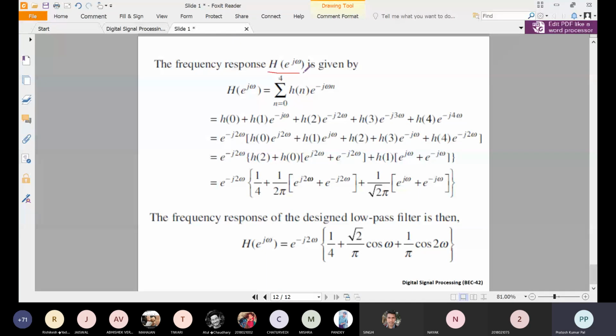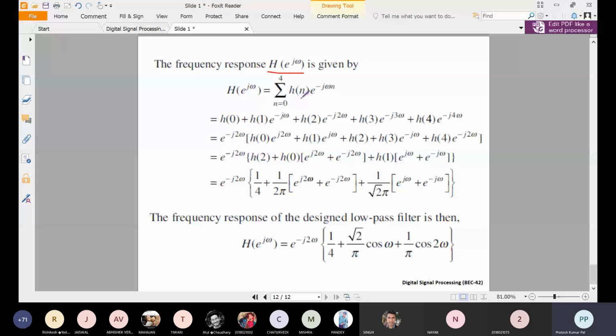For the frequency response, H of e to the power j omega will be equal to the sum over n ranging from 0 to 4. For the frequency response, this is the first formula we will see. So this was the formula. This is the formula for frequency response. Once the h of n coefficients are given, we can find the frequency response by using this formula. Here also the same formula is used to find the frequency response. Once we have the coefficients, we already know the h of n values for all the different n values, with n ranging from 0 to 4.